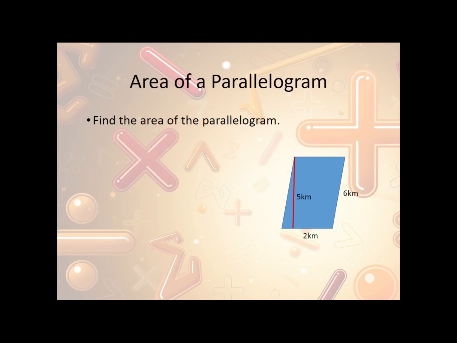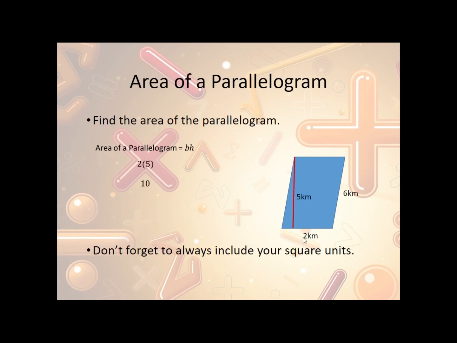Now let's take a look at how to find the area of a parallelogram. Now a parallelogram looks like this. It's kind of like a slanted rectangle. And the area of a parallelogram is the base times the height. Now the base, again, just like the triangle, is from the vertex to the bottom, which in this case is 2. So my base is 2. My height is 5. So I multiply 2 times 5 and I get 10. Now don't forget your units. It's in kilometers. So it becomes kilometers, and it's area, so it's kilometers squared. So it's 10 kilometers squared.